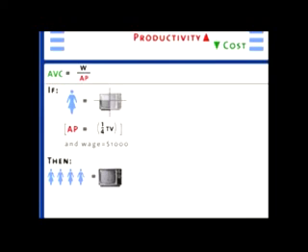If, however, one worker can produce half of a television set, then it's only going to take 2 workers to produce a whole television set, and that means your average labor cost is only going to be $2,000 per television set.